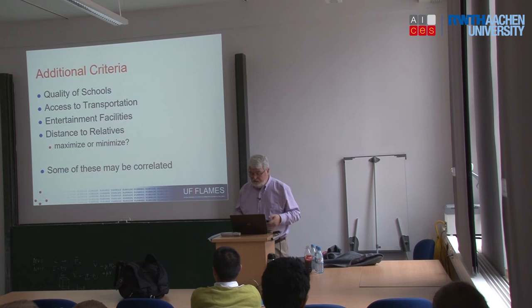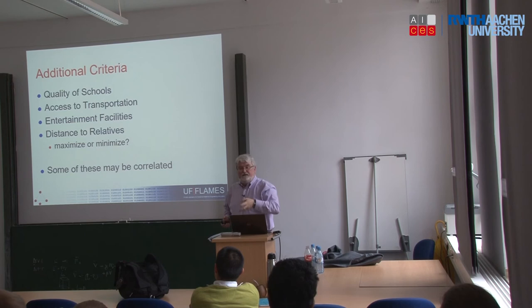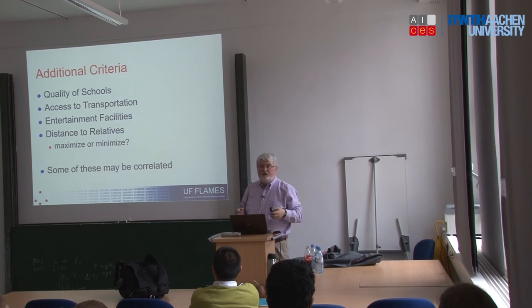So we can add those in. If we add those in, then that two-dimensional plot becomes a 3, 4, 5, 6-dimensional plot. And instead of getting an arc, we get a surface. But any point on that surface is a rational choice because it says we can't improve one thing without making something else worse.